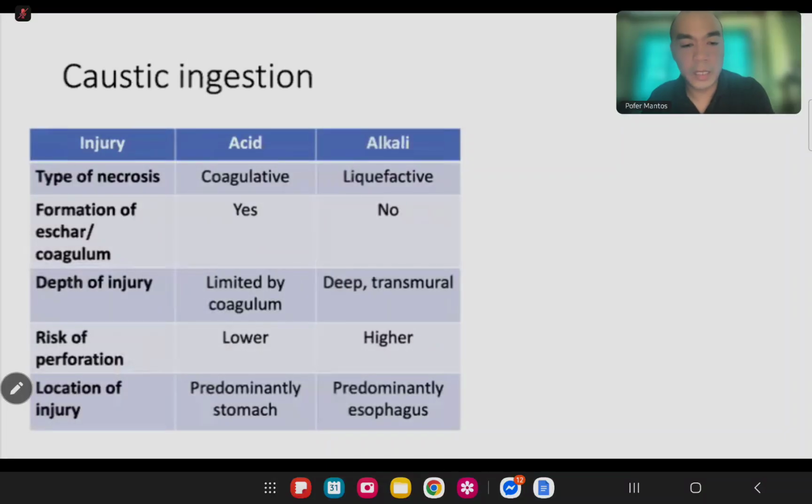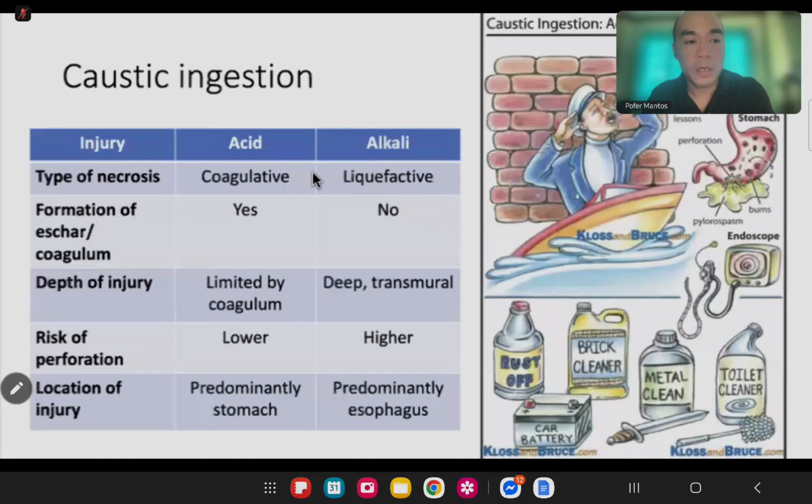As to the effect in the GI tract, acid ingestion versus alkali: for acid, there would be coagulative necrosis versus the liquefactive necrosis of alkali. For acid, there's formation of eschar, but with lesser perforation versus that of alkali. Predominantly, the location of injury is the stomach if acid was ingested, and more on the esophagus if it's alkali.